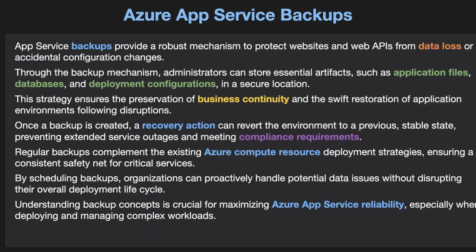App service backups provide a robust mechanism to protect websites and web APIs from data loss or accidental configuration changes. Through the backup mechanism, administrators can store essential artifacts, such as application files, databases, and deployment configurations, in a secure location. This strategy ensures the preservation of business continuity and the swift restoration of application environments following disruptions. Once a backup is created, a recovery action can revert the environment to a previous, stable state, preventing extended service outages and meeting compliance requirements.